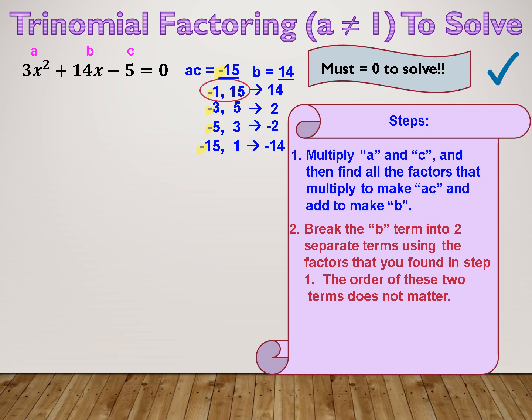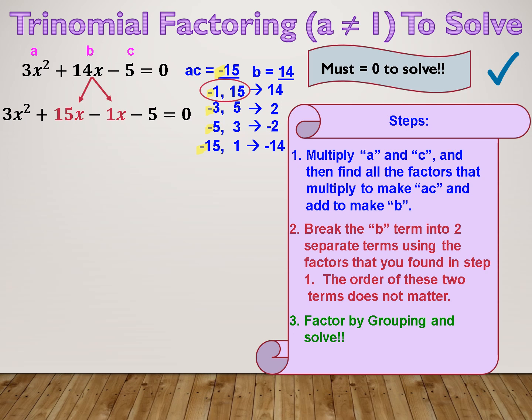So now we are going to break the B term into 2 separate terms using the factors we just found. The order does not matter. So you could do 3x squared minus 1x plus 15x, or you could do 3x squared plus 15x minus 1x minus 5. It doesn't matter. We saw that on the last slide. So I'm going to break 14x into 15x minus 1x. So now I'm going to factor by grouping and solve.